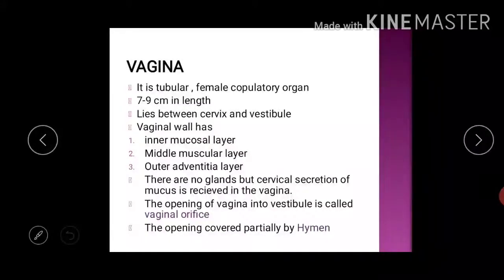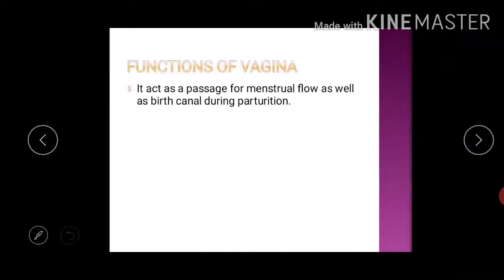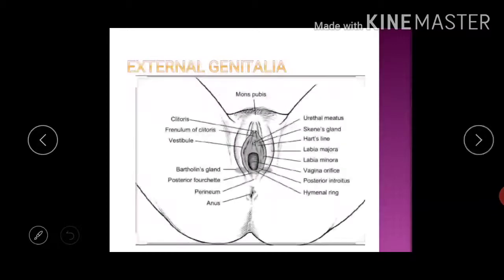There are no glands, but cervical secretion of mucus is received in the vagina. This opening of the vagina into the vestibule is called the vaginal orifice, and this opening is covered by the hymen. The vagina acts as a passage for the menstrual flow as well as the birth canal during parturition. These are the functions of the vagina.